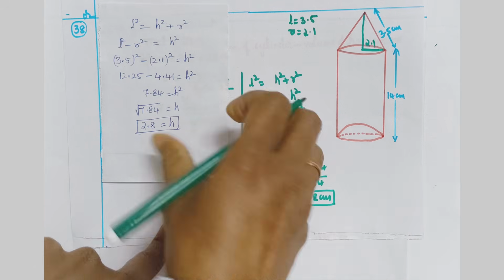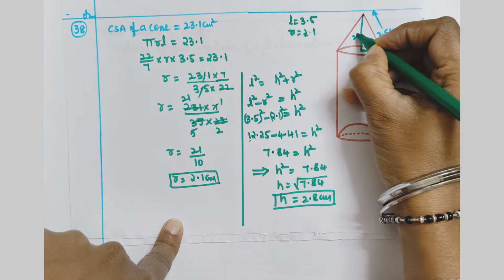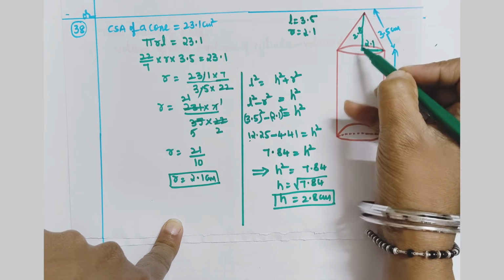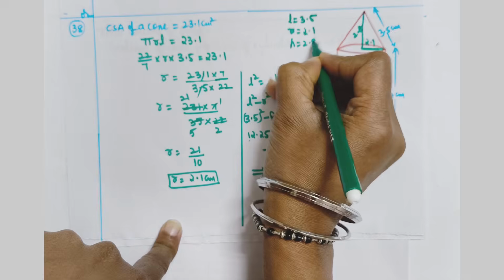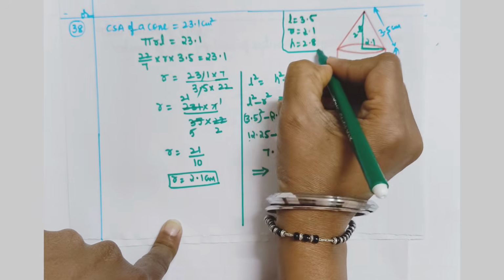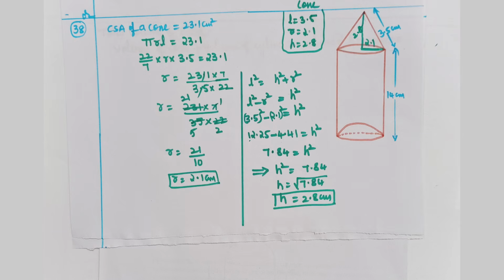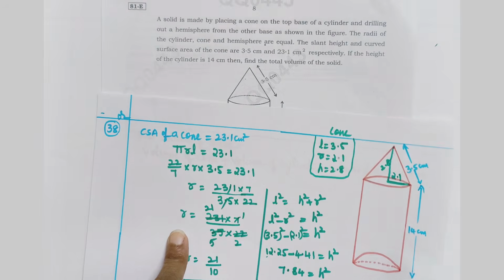In this question more calculations are there. So here height is 2.8. L is 3.5, radius is 2.1, and height is 2.8. Height is equal to 2.8. This is all about the cone. Next, carefully listen. Now we will find our final answer, the total volume of the solid.